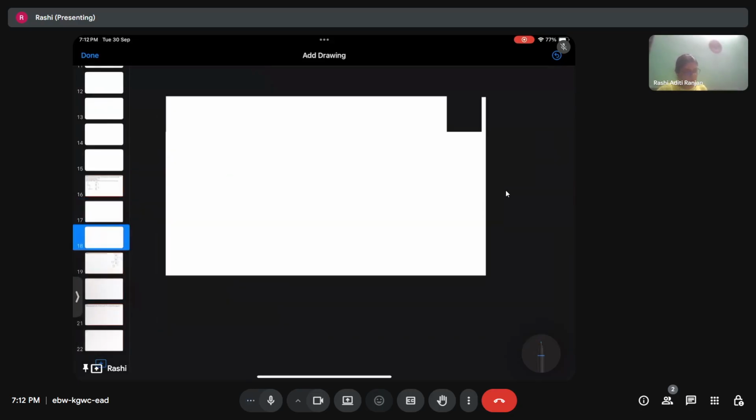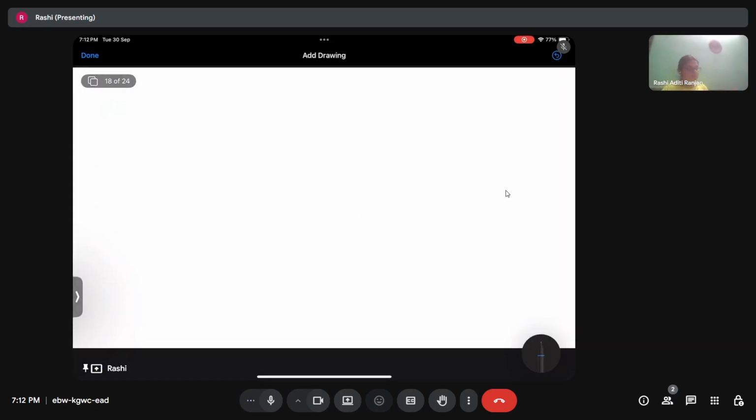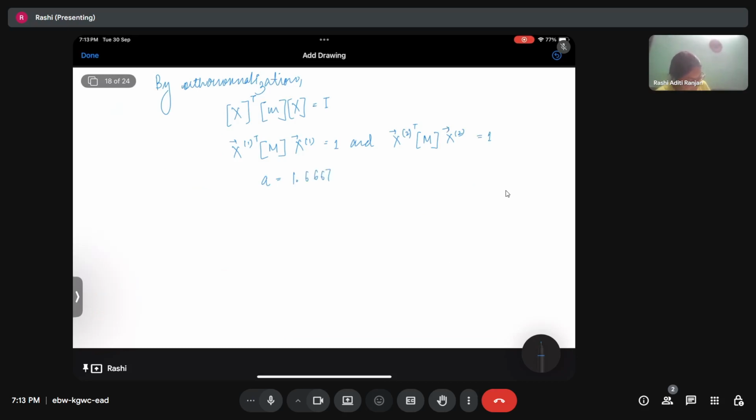Now, when we try to find out the solution, what do we do first? We find out a and b by orthogonalizing, so by x transpose m x is going to be I, which means x of 1 transpose m x of 1 is 1 and x of 2 transpose m x of 2 is 1. So this is going to give the value of a as 1.6667 times 10 to the power minus 3 and b as 1.4907 times 10 to the power minus 3.